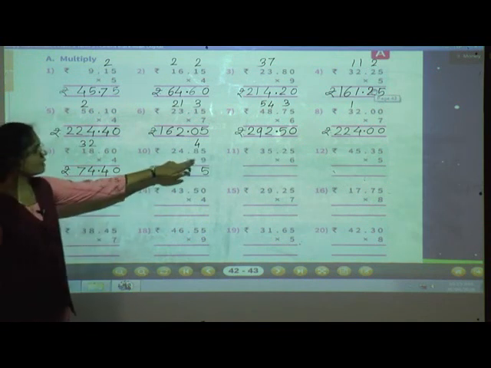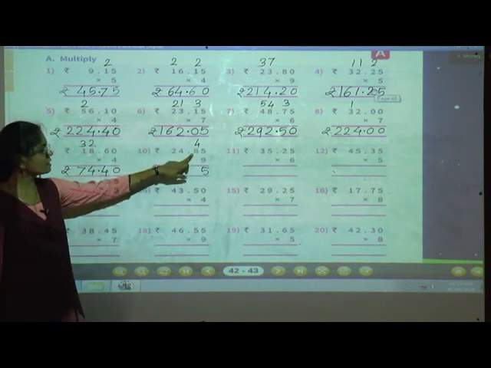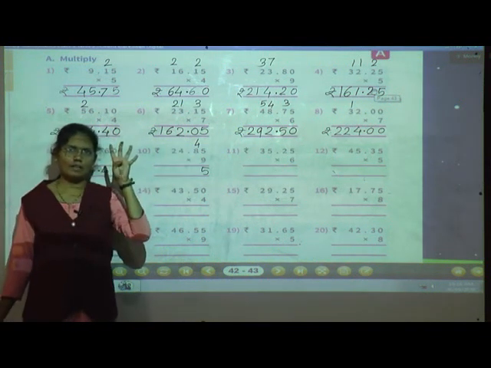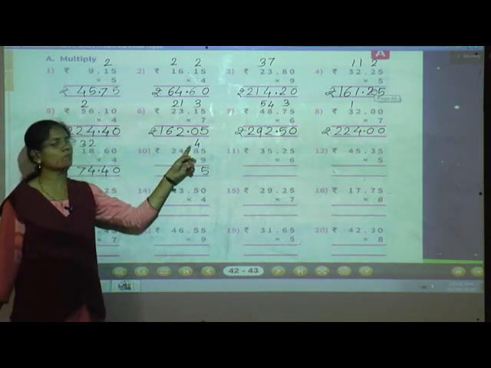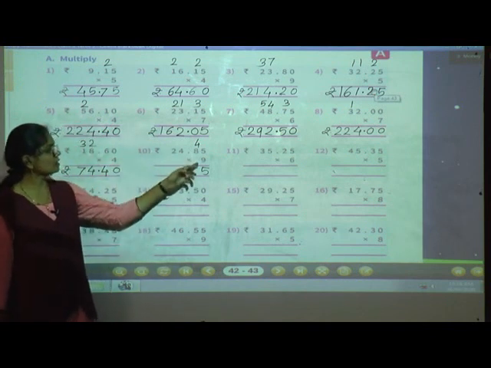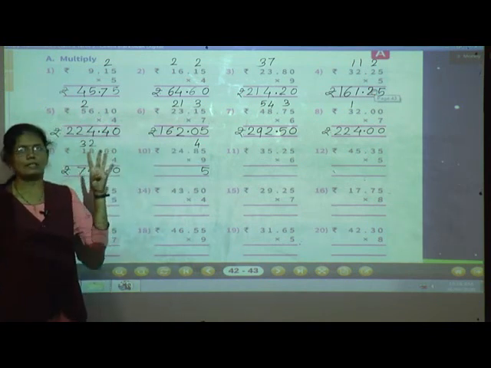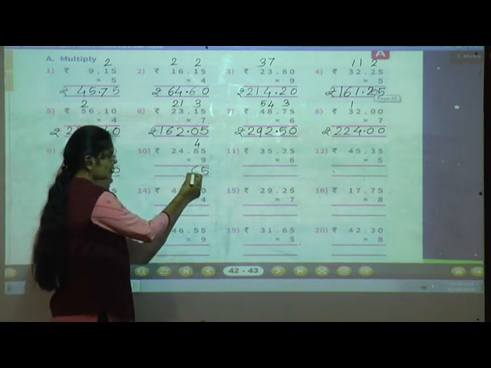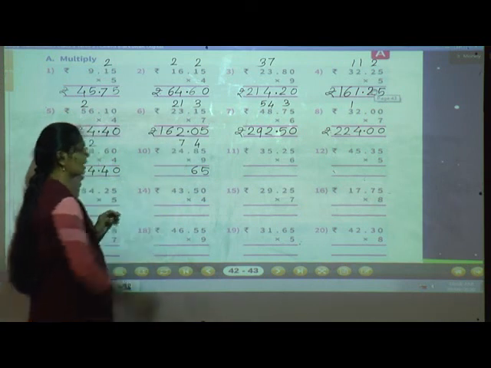Then 9 into 8. 9 8s are 72. In 72 we have to add 4 because here carry is there. 4 is carry. Okay, so in 72 we have to add 4. 72 plus 4, 76. So what you are going to write here? 6 and 7 as a carry.